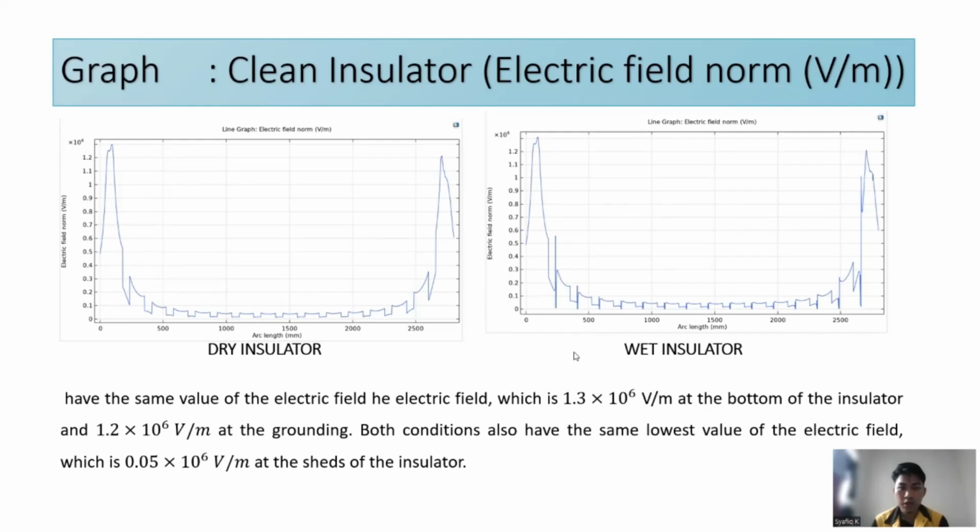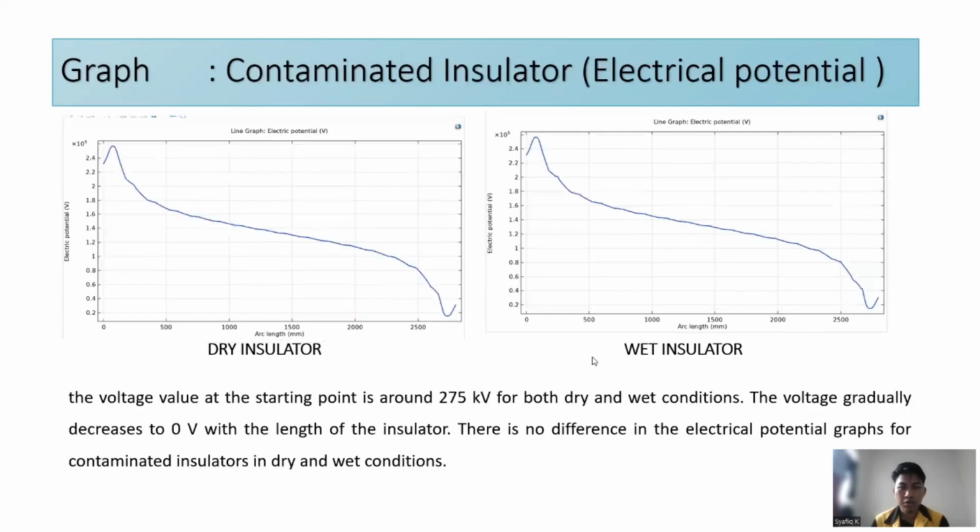And the second one is for the contaminated insulator, in the dry and wet conditions. So same as before, it doesn't have much effect when comparing both of these conditions. The starting point is around 275 kV for both dry and wet conditions, and it decreases gradually to 0 volts as it approaches from the bottom to the top of the insulator.